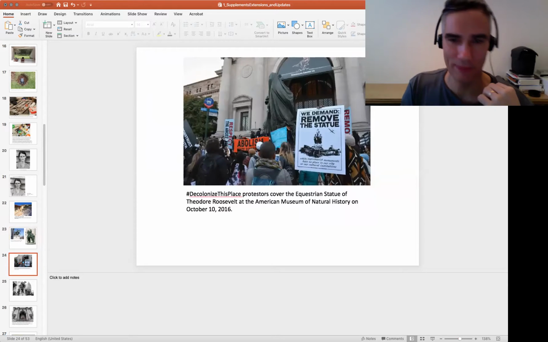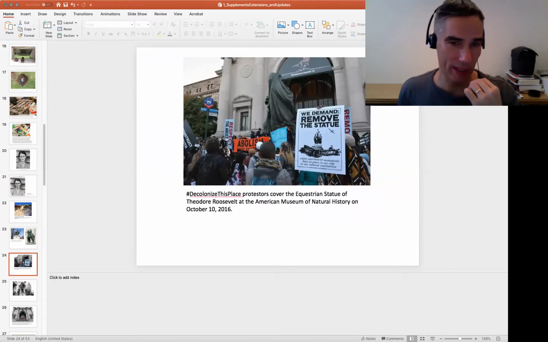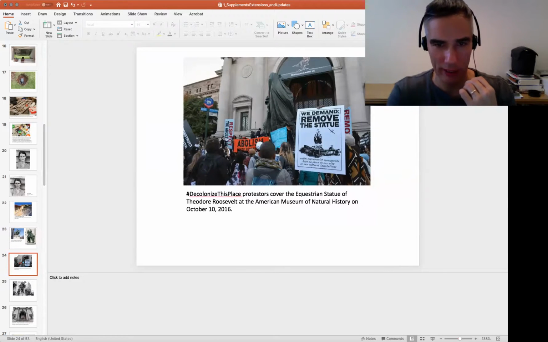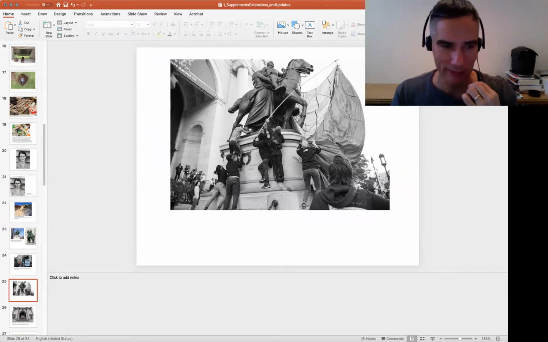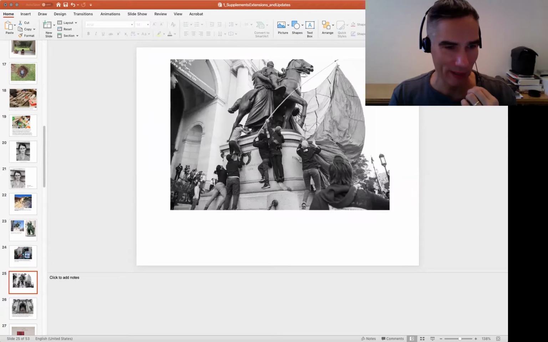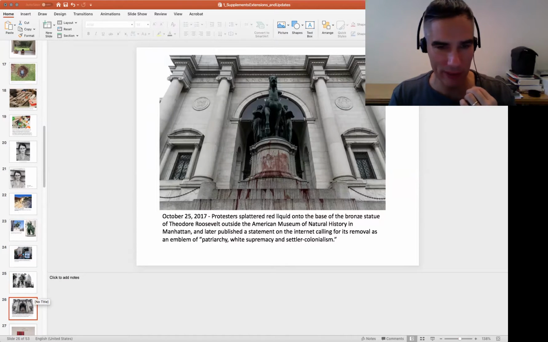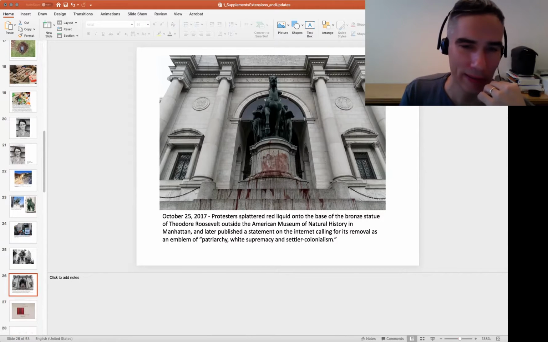But these are images of the protests led by a group known as Decolonize This Place, which you may be familiar with. And here is an image of them draping a cover over the statue, rendering the figurative sculpture an abstraction, basically doing a Christo to it, just putting a blanket on it. And then in 2017, red liquid was splattered on the sculpture and on the base of the sculpture. That was cleaned up.